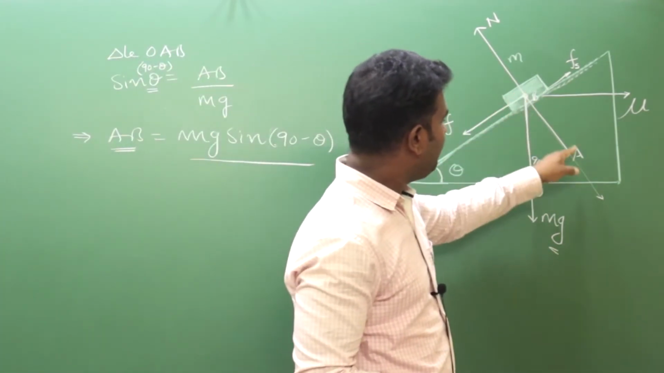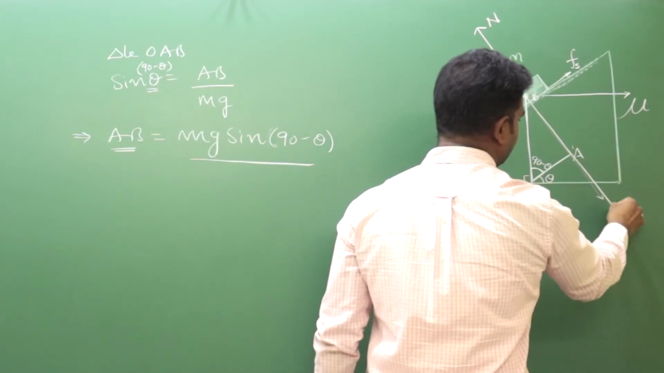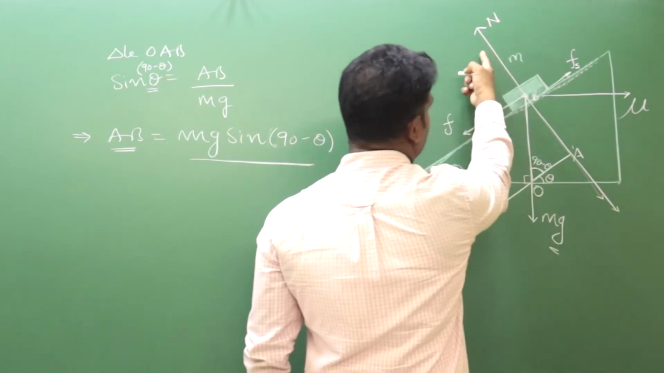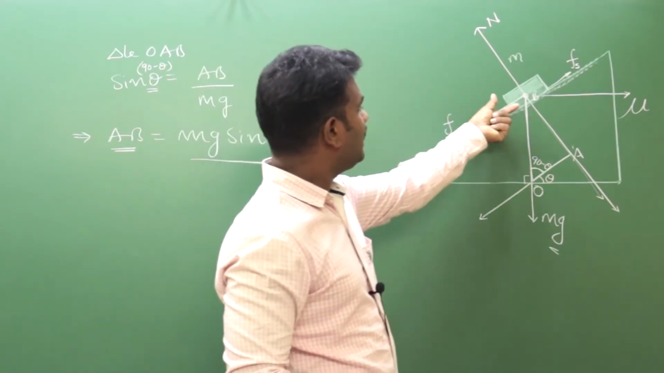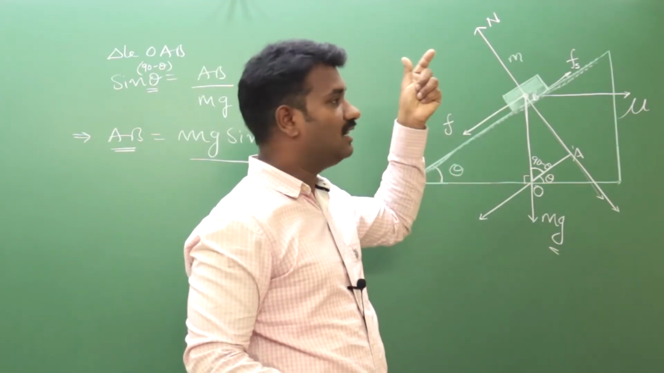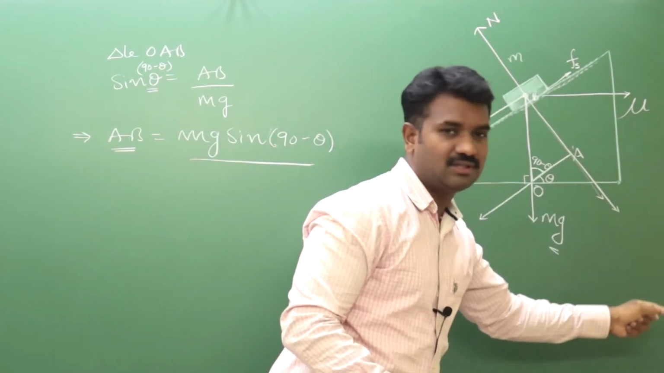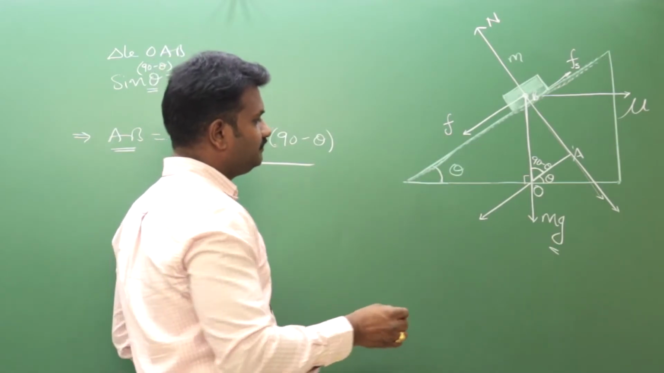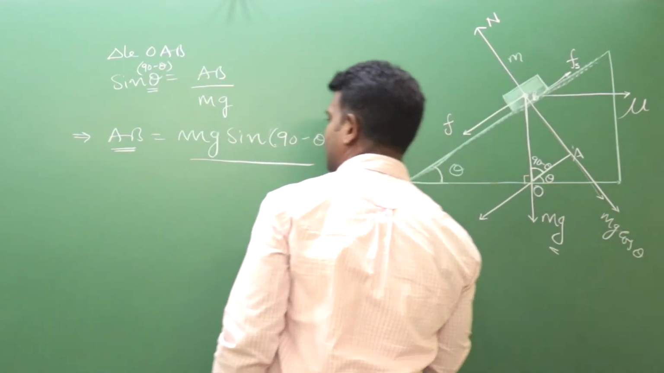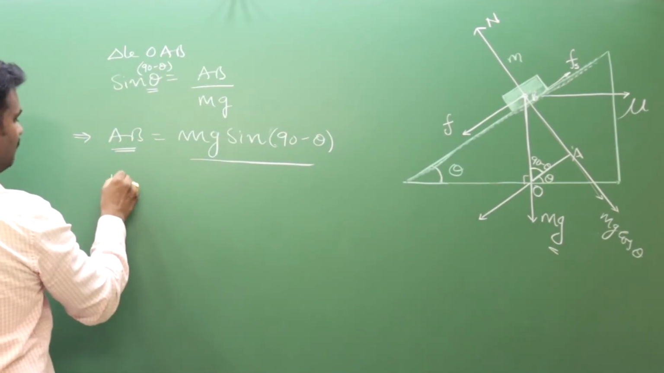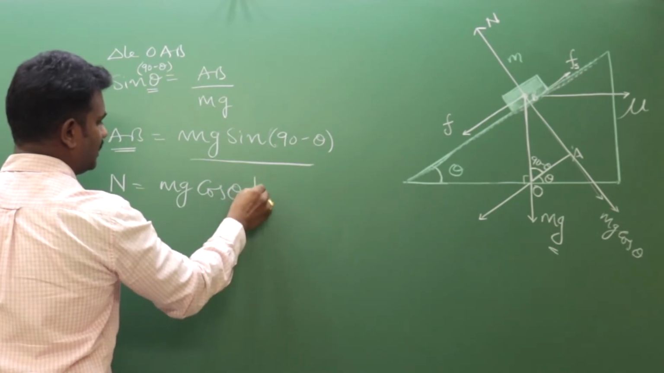What is AB? AB is the force. AB is nothing but the component of mg that acts in the opposite direction to the normal reaction. As the body is not rising, the normal reaction and this AB force balance each other. The normal reaction is balanced by mg cos theta.